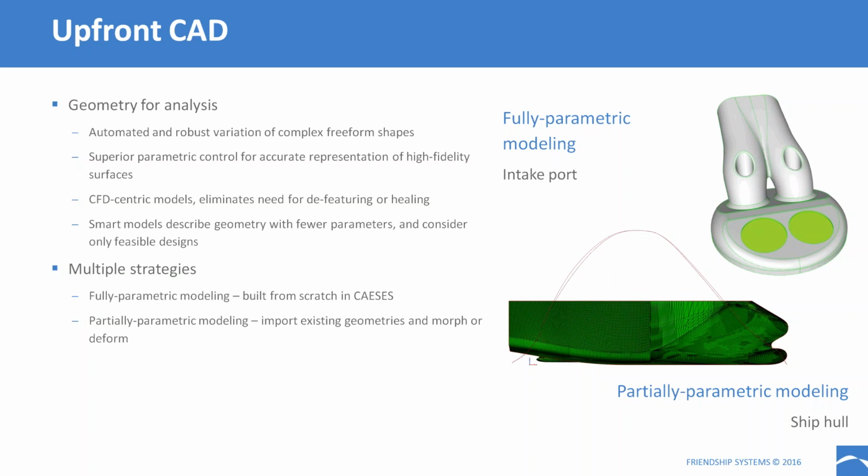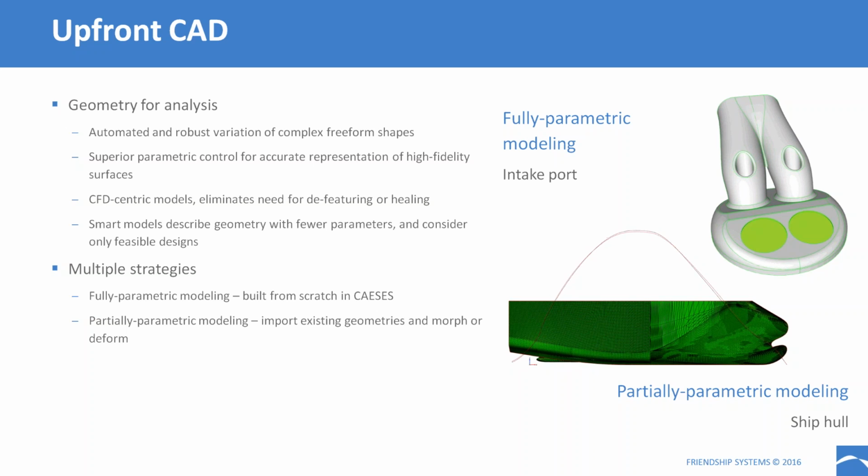We have different strategies that can be used within CAESES to create a variable geometry model. The first one we call fully parametric modeling. This means that the geometry model is built from scratch completely in CAESES, and this allows very complete control of the geometry, and also very detailed control. There is an example here on the side for a fully parametric model and how it's being changed.